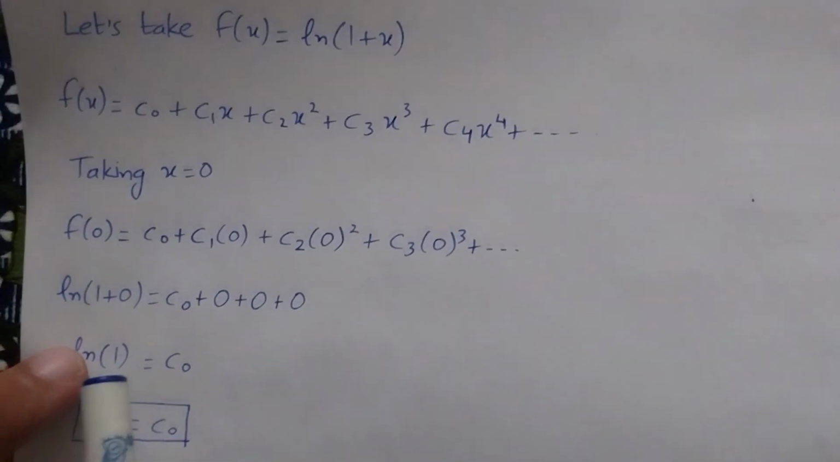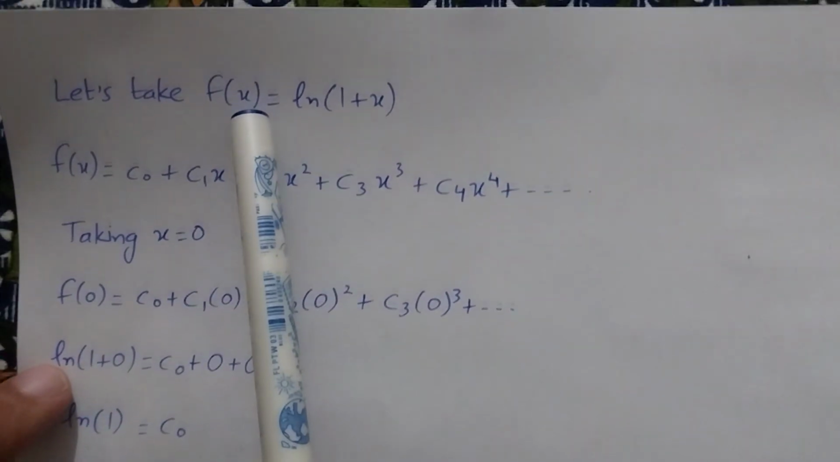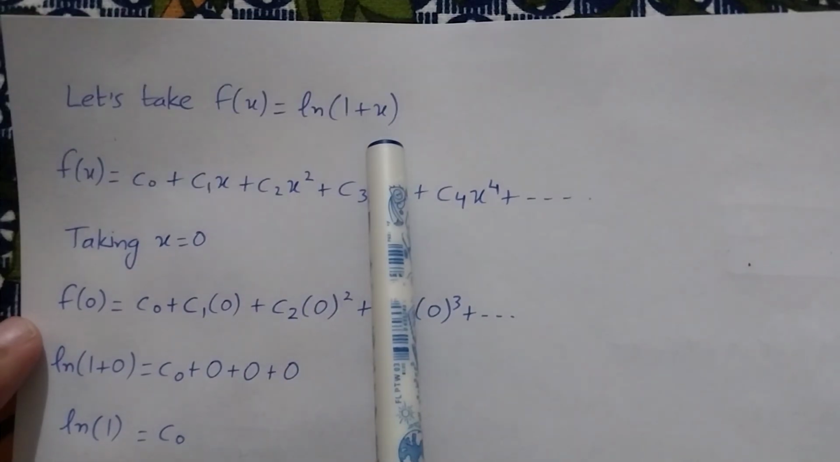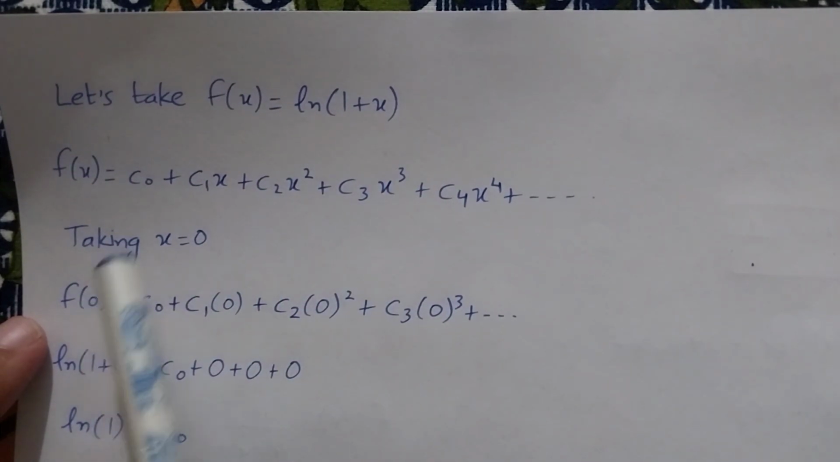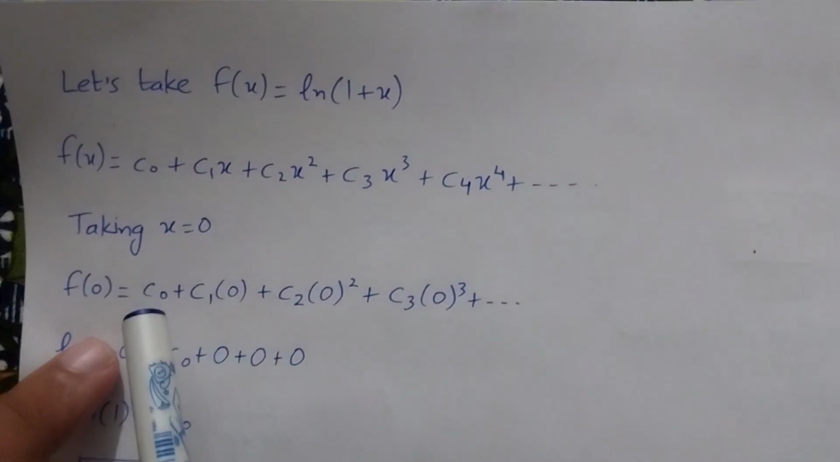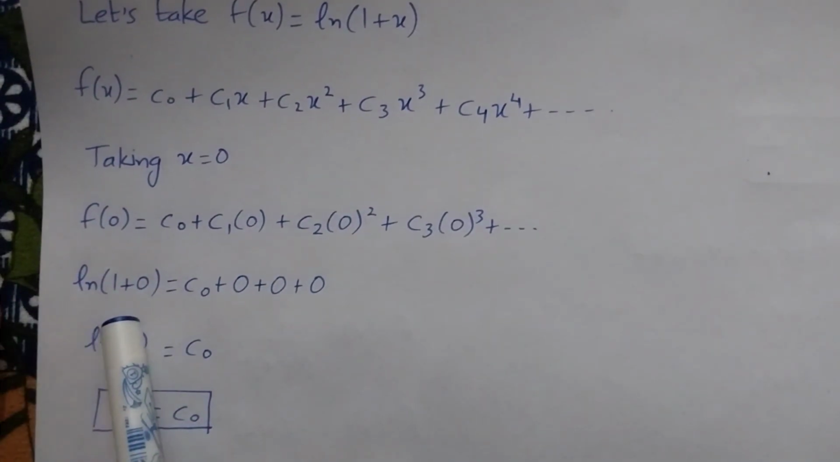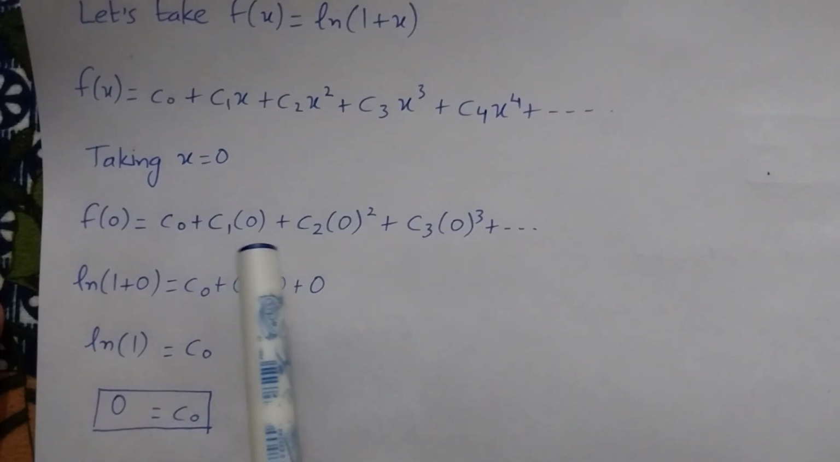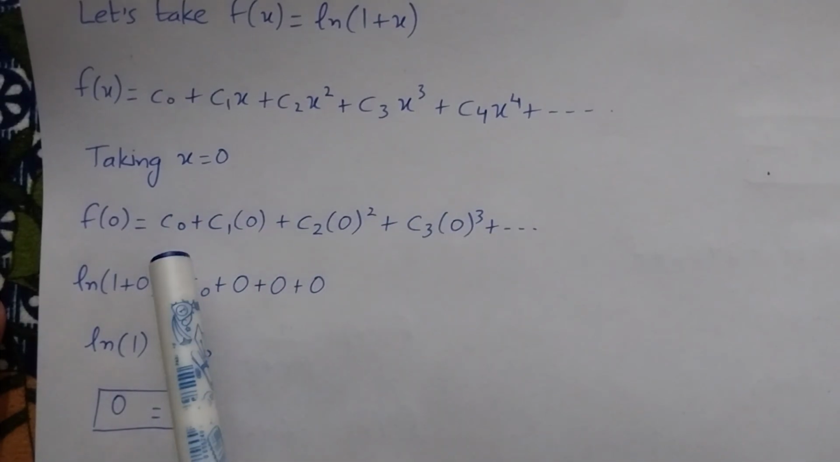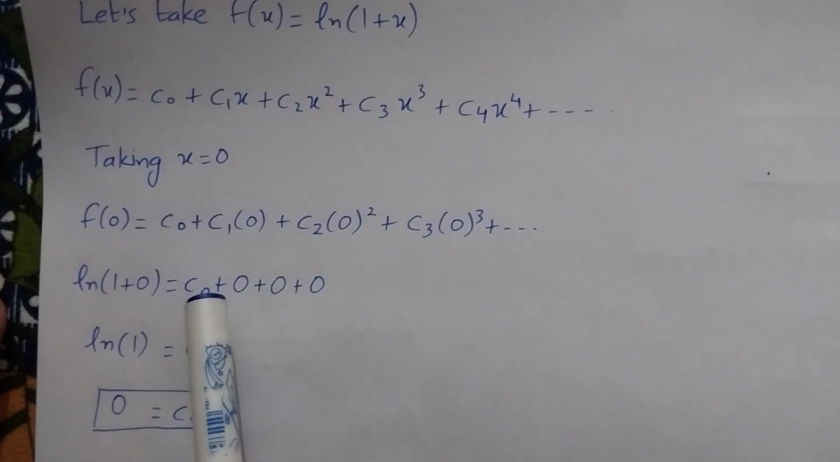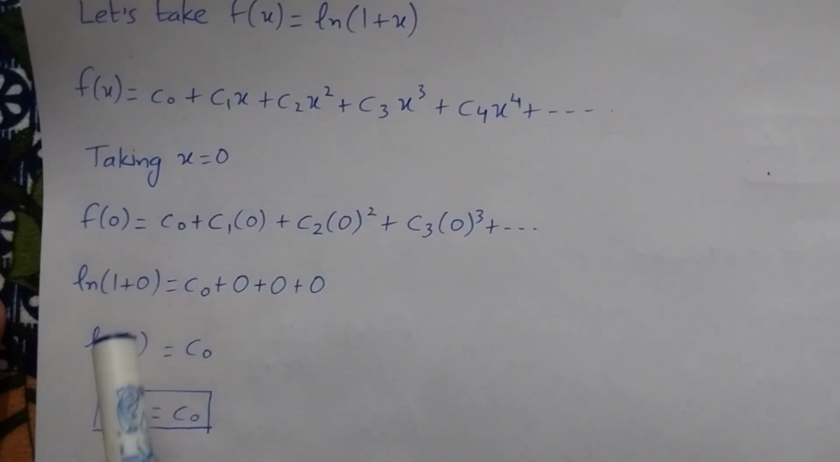So f of 0, the function is f of x is equal to natural log of 1 plus x. So f of 0 means we just need to put 0 in place of x in this function. So we get natural log of 1 plus 0 is equal to, all these terms will become 0, and we will be left with c naught. So c naught is equal to natural log of 1 plus 0, which is 1. So c naught is equal to natural log of 1, and natural log of 1 is equal to 0.